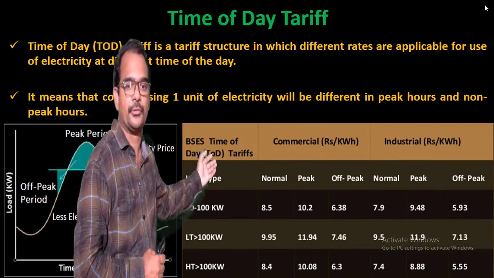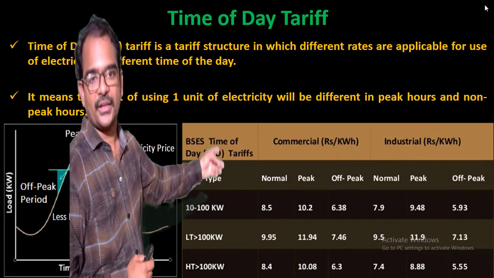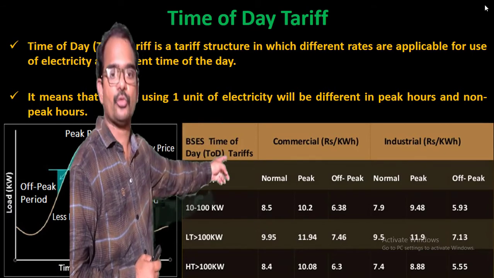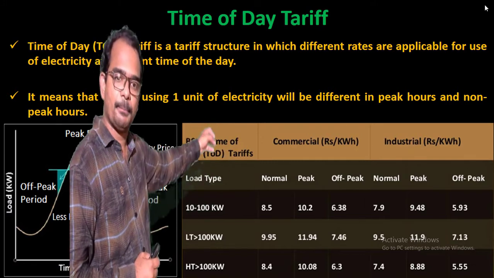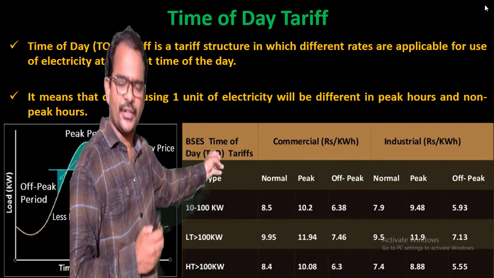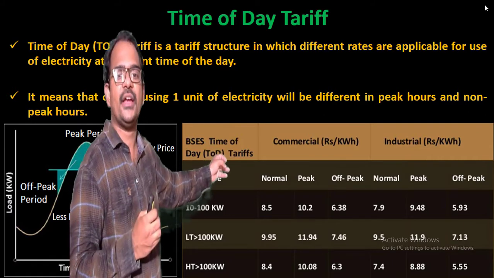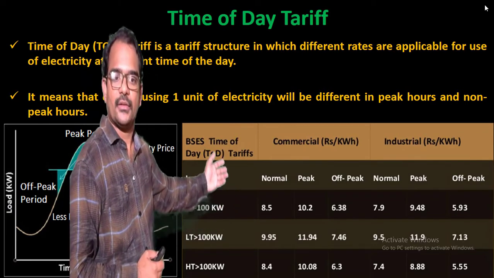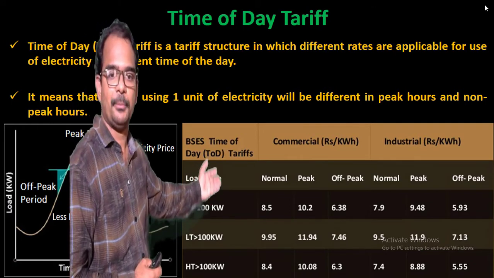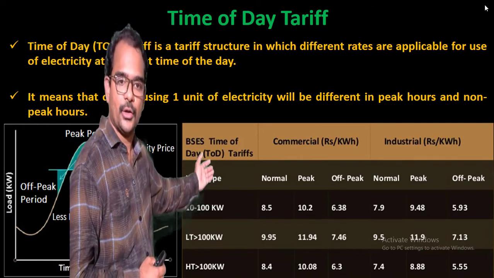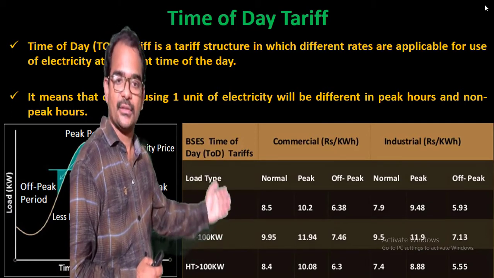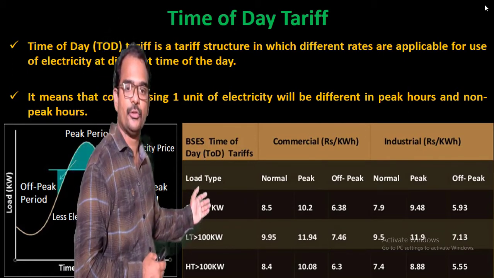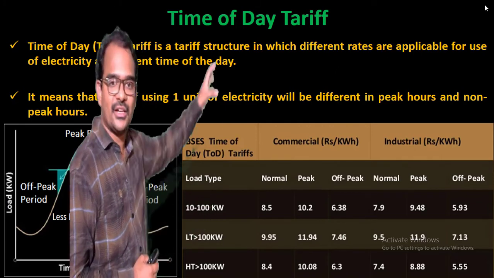Now government is giving some incentive as well as a punishment. What is that? The punishment is, if you use the commercial power during the peak period, you need to pay 10.2 rupees per unit. On the other hand, if you use the power during off peak period, you will get an incentive and you have to pay only 6.38 rupees. And likewise, if you are an LT customer, that is more than 100 kilowatt, then normal is 9.95 rupees per kilowatt hour, peak is 11.94 and off peak is 7.46 rupees. If you are an HT consumer, then normally you have to pay 8.4 rupees. But during the peak time you will pay 10.08 rupees and during the off peak time you will pay 6.3 rupees. It is for the commercial sector.